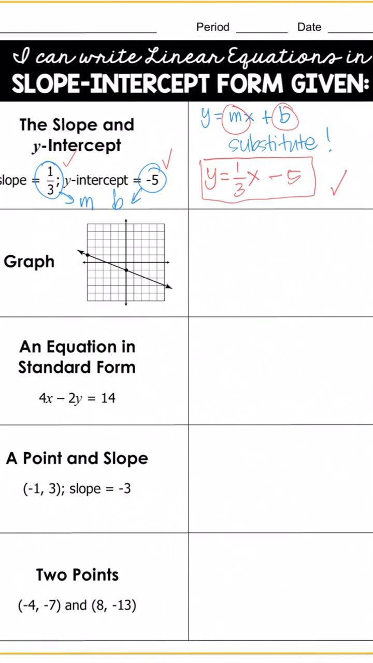The second scenario is given a graph. Now, given a graph, we are still going to use the same equation as in the first one, which is the equation y equals mx plus b. Now, this time let's look for the y-intercept.